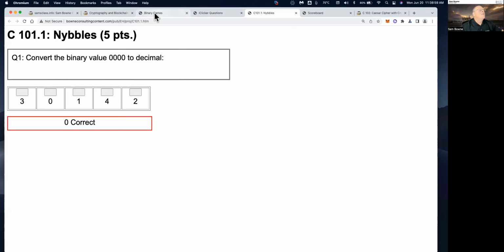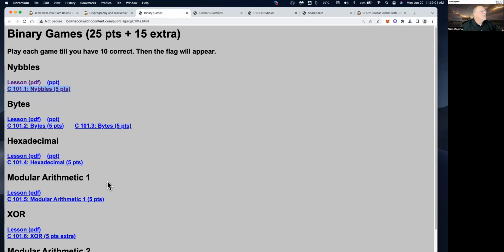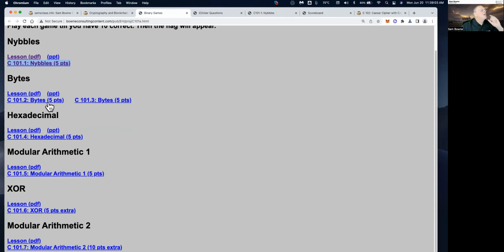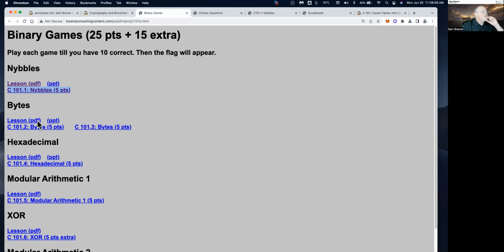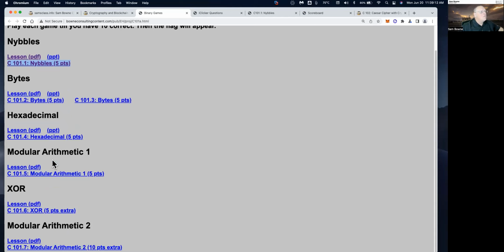Now, another thing that's kind of fun. I have a few other things down here. So you learn nibbles, bytes, and hexadecimal. And then I've got a few other things of interest to cryptography that are a little less common, like modular arithmetic. Let me talk about the first one of them, because that's a good concept in cryptography that is often new to my students.